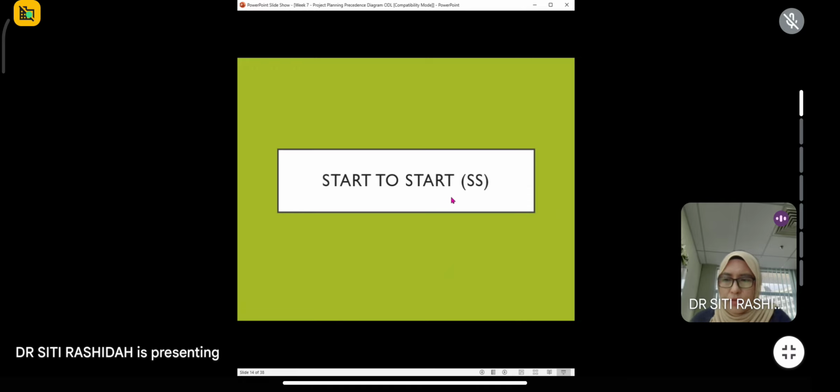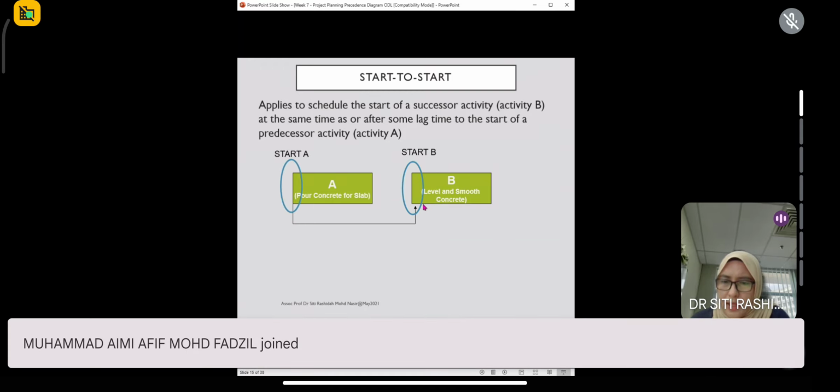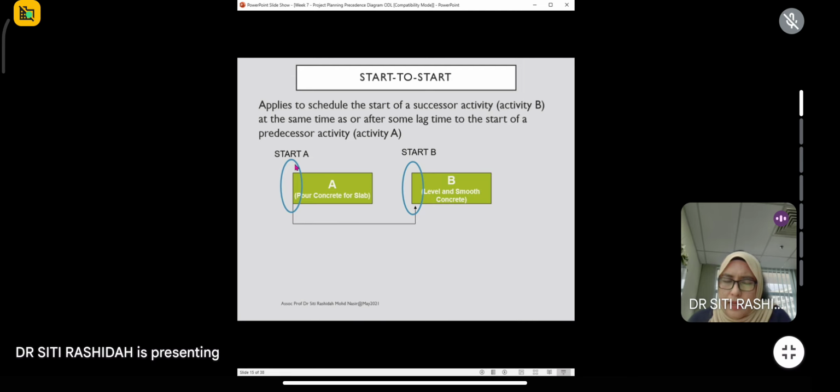Now let's look at start to start. Okay, start to start maksudnya apa? Start to start maksudnya if you have activity A and B, it affects the start of A and start of B.